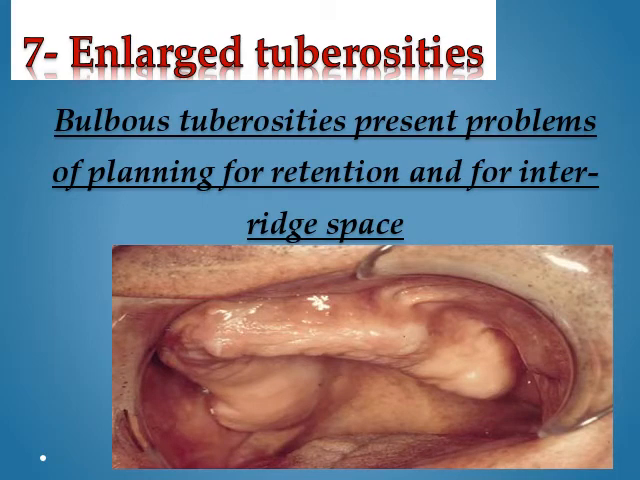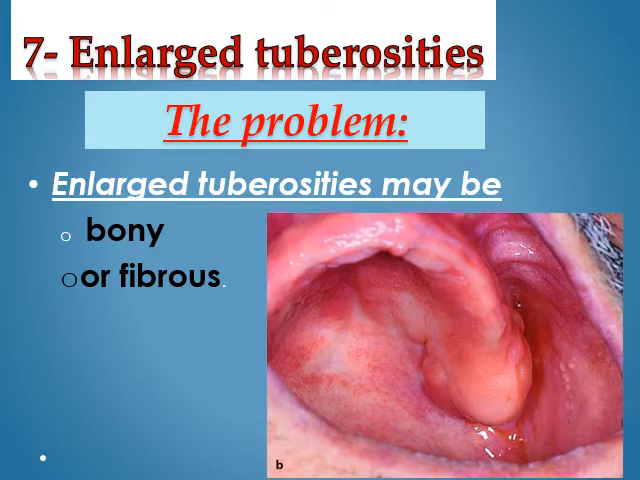Enlarged tuberosity: in case of enlarged tuberosity دي مشكلة أخرى. Bulbous tuberosities present problems of cleaning, for retention and for interridge space. هي بتسبب لنا نوعين من المشكلة، مشكلة في الريتنشن خدت بالكم، ومشكلة ان الانتر ماكسيلاري سبيس او الانتر ريدج سبيس، لان هي هتبقى enlarged جاية انكورج على السبيس اللي هو اللي تحت. المشكلة الأخرى may be bony or fibrous، إن أنا عندي دلوقتي الانلارج دي احتمال تبقى بون أو احتمال إنها تبقى fibrous.